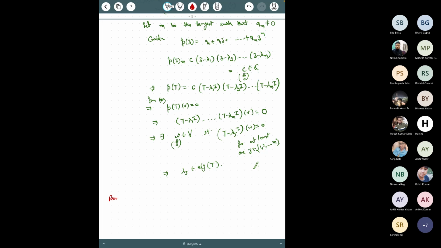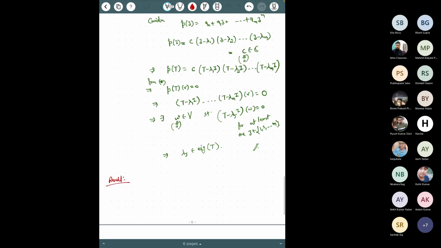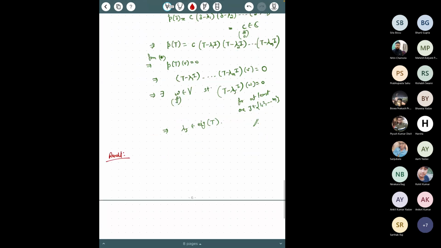You don't have to prove this. We have already proved this for operators, so you can equivalently prove it for this also. So every matrix A of size n cross n over C has an eigenvalue, right?